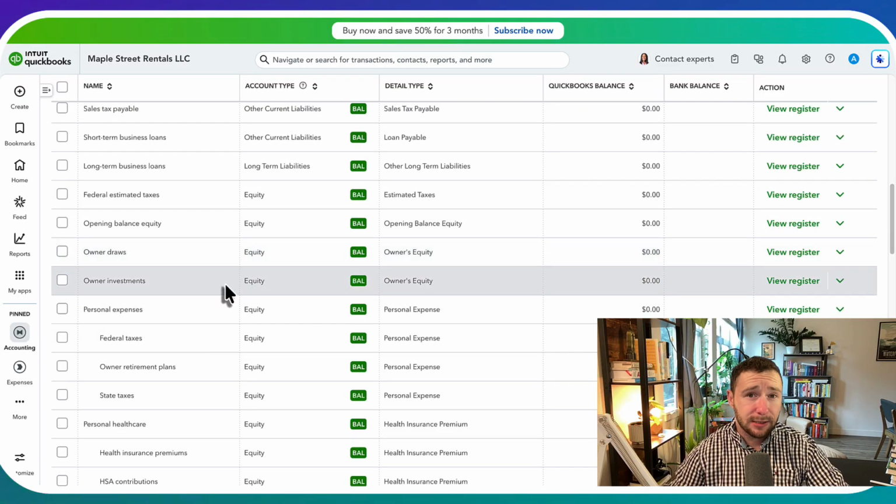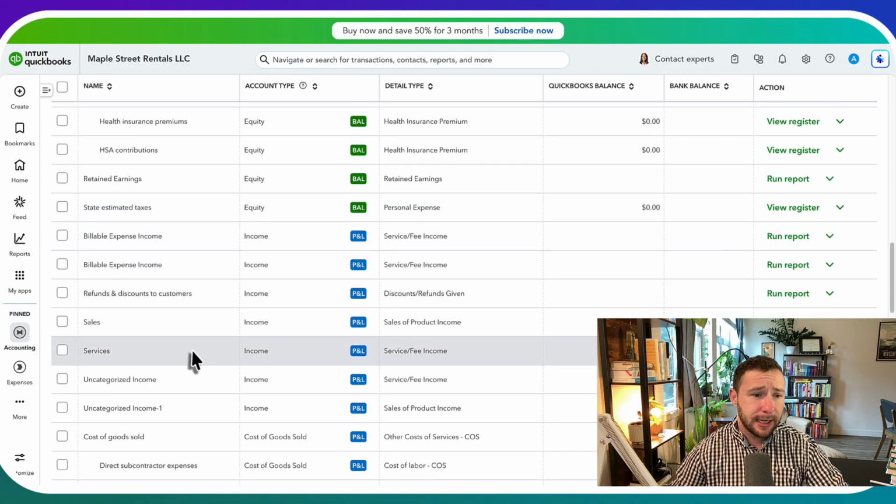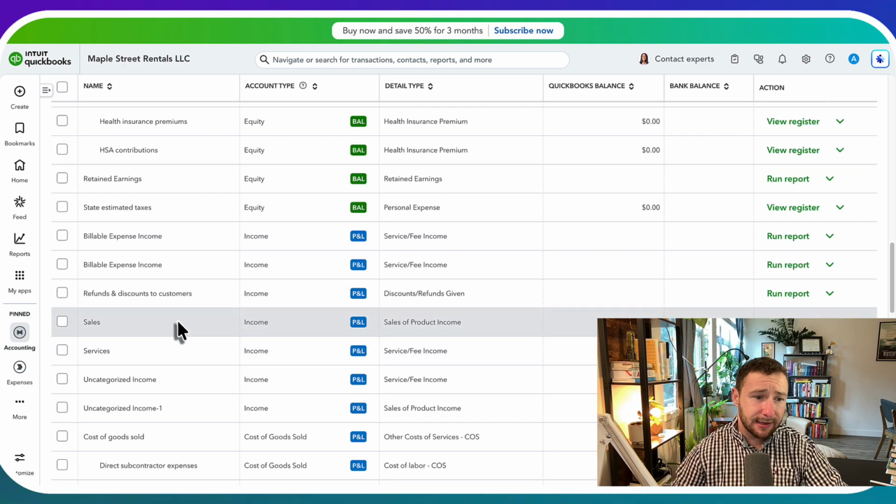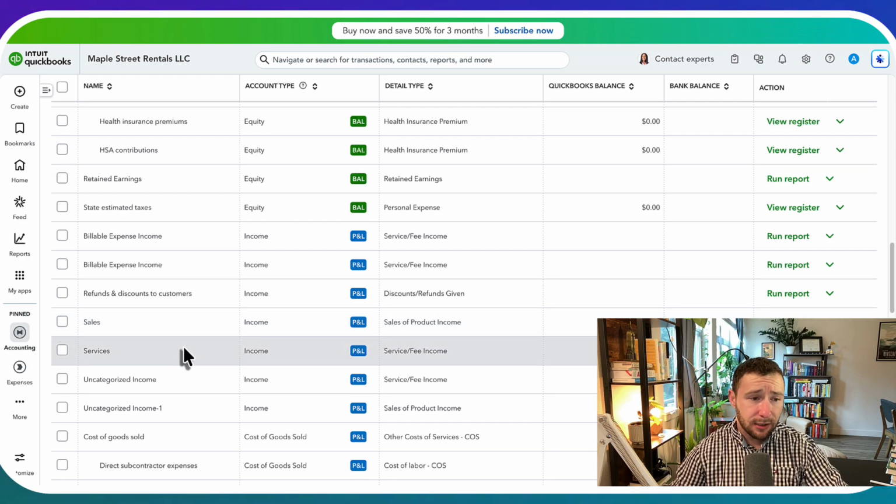This one's really important whenever you, as an owner of your business, put money into the business or take money out to pay yourself, especially as an LLC. These are the accounts that are going to track that. And then you'll see some income accounts. This is how you're going to track sales and services in QuickBooks, and I'll show you how you're going to connect that to your products and services later.